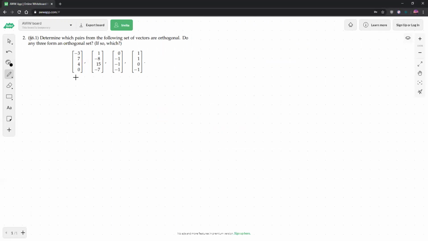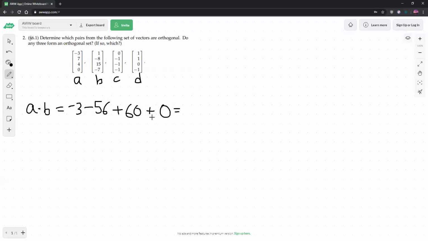So I'm going to give these labels A, B, C, D. And let's try a couple and just see what we can deduce. All right, so let's do A dot B. You take each of the terms, you multiply them, and then you add. So we have -3 times 1, that's -3. We have 7 times -8, that's -56. We have 4 times 15, that's +60. And we have 0 times -7, which is just 0.